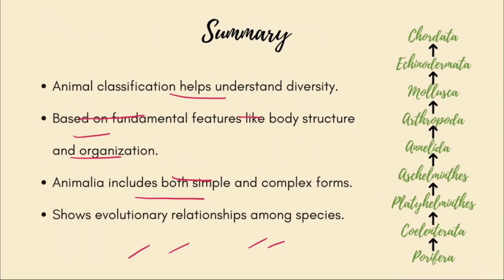To sum up, the classification of animals allows us to study the vast diversity of life more easily. It shows how simple organisms evolved into complex ones, highlighting the unity and the variety in the animal world. From sponges to humans, every organism fits beautifully into this biological hierarchy.